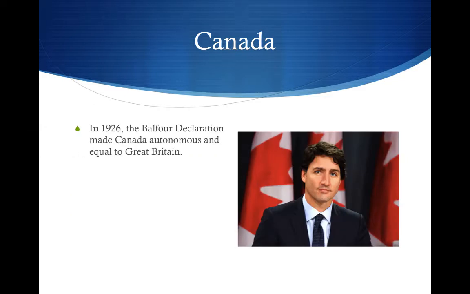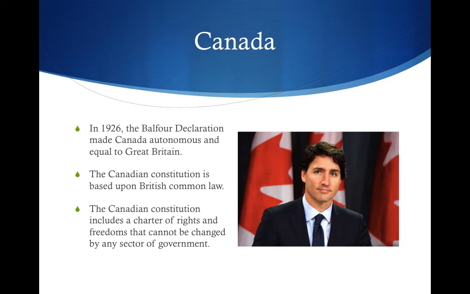In 1926, the Balfour Declaration made Canada autonomous and equal to Britain. The Canadian Constitution is based upon British common law. And the Canadian Constitution includes a Charter of Rights and Freedoms that cannot be changed by any sector of government.